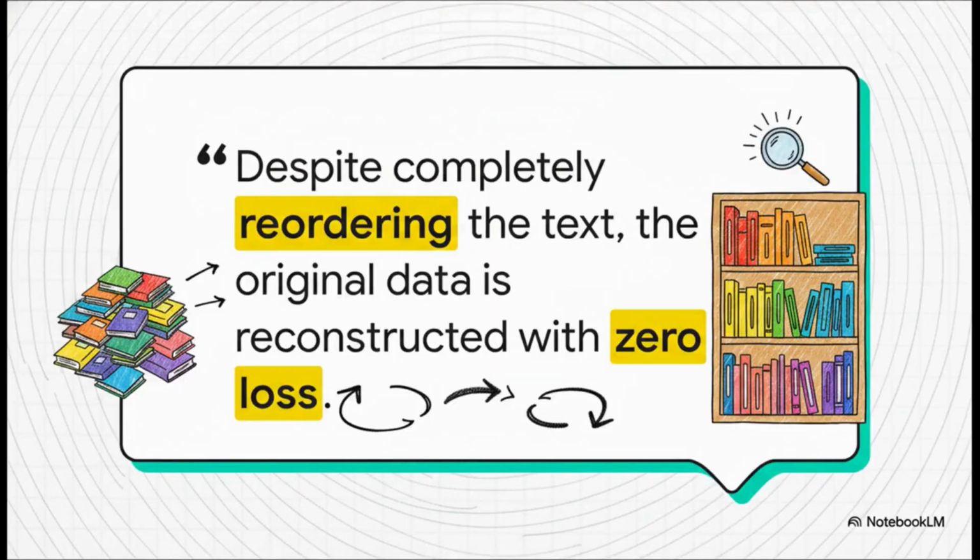And here's the most amazing part. You might think that scrambling data this way would be destructive, right? That something would get lost, but it's not. BWT is a perfectly lossless process. You can always reconstruct the original, perfectly ordered bookshelf from the color-sorted version without losing a single page.